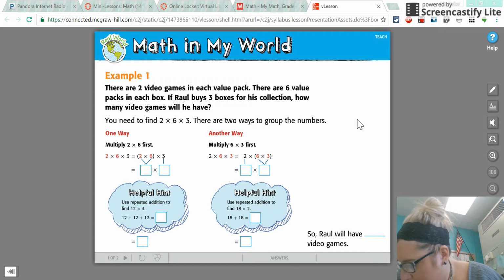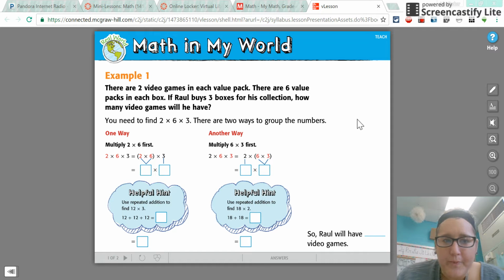You need to find 2, because 2 video games in each value pack, times 6, because there are 6 value packs in each box, times 3, because that's how many Raul buys. So 2 times 3 times 6. There are 2 ways to group the numbers. You can either do 2 times 6 first, or you can do 6 times 3 first. That is up to you. Let's start with this way first, the 2 times 6.